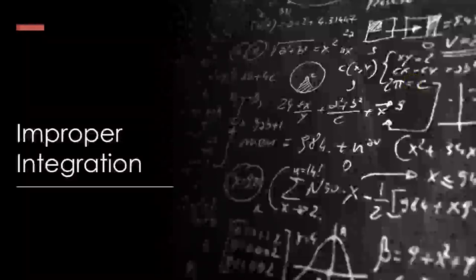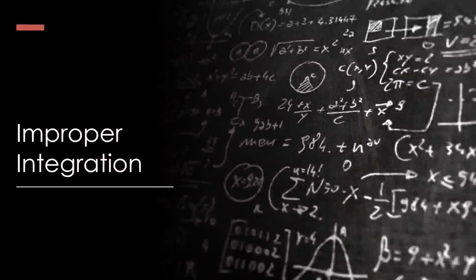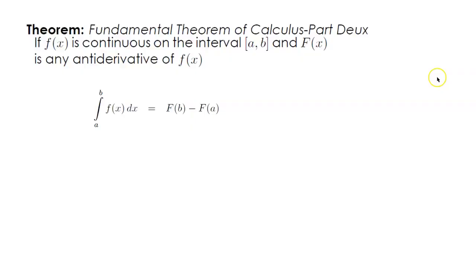In this video, I will talk about improper integration and showing you how to deal and make it proper and wonderful. Fundamental Theorem of Calculus, Part 2, says that if f is continuous on the interval from a to b, and capital F of x is any antiderivative of f of x, then I can integrate. The key here is if f of x is a continuous function on the interval. If it's not continuous on the interval, then this gets thrown out the window.